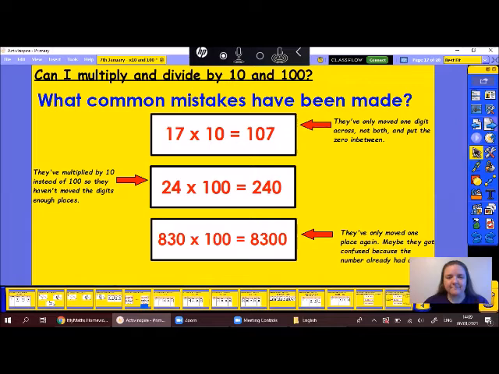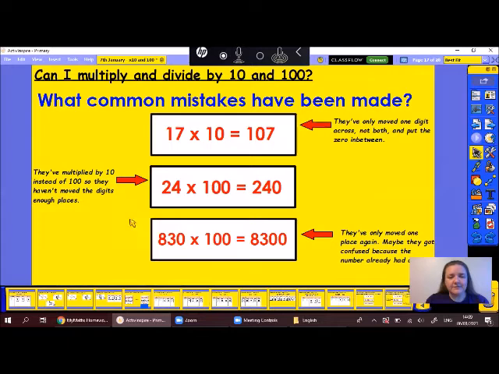Right, let's discuss it. So 17 times 10 was the first one, and they made it 107. Now, as you might have spotted, the mistake they've made here is that they didn't keep their 1 and their 7 together when they moved them. They moved one of them, but not the other, and then they put the 0 in the middle. So instead of making it 170, they only moved the 1 and then put the 0 there, so they made it 107. It's a very common mistake.